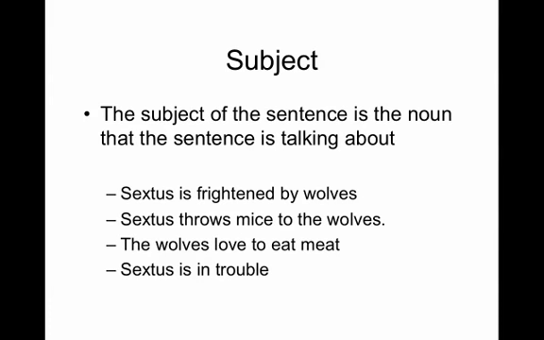So, just very quickly, a reminder: the subject of a sentence is the noun that the sentence is talking about. So, for example, in the sentence, Sextus is frightened by the wolves, Sextus is what we're talking about, what the verb is frightened refers to. On the other hand, Sextus throws mice to the wolves. Sextus is still the subject because throws refers to Sextus, who's doing it. The wolves love to eat meat. There, the wolves is the subject. It's what we're talking about. And then the last one, Sextus is in trouble. Again, Sextus is the main idea that the sentence is talking about.